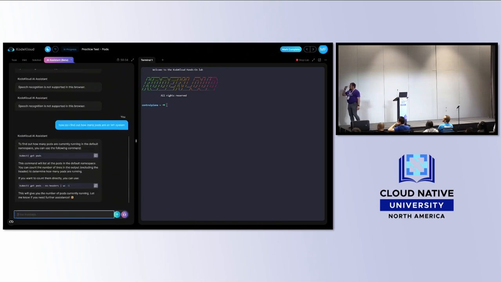I'm not sure why Firefox is now resisting. And it says, you know what? This is what you can do. You just do a kubectl get pods, right? Because the question that the task was asking me was, hey, I need you to know how many pods are on the system.